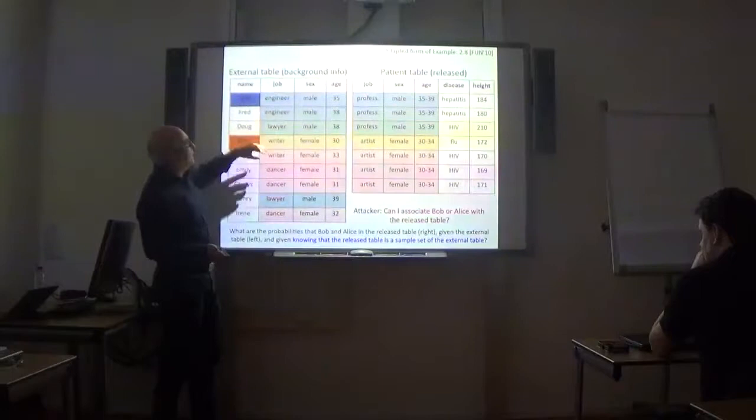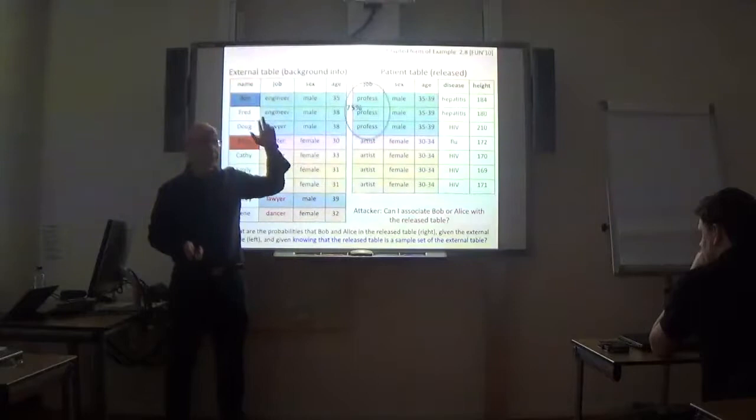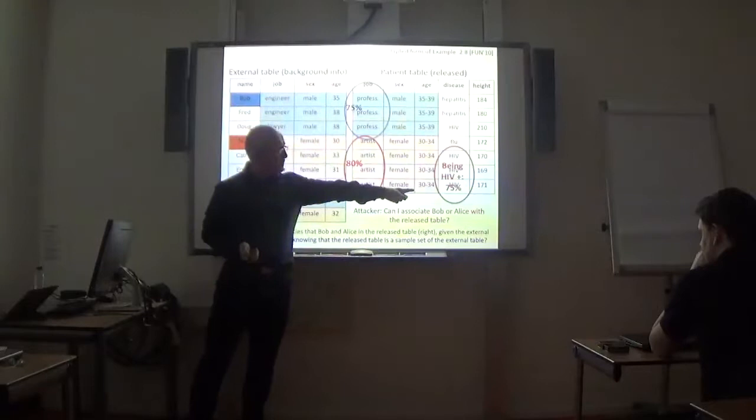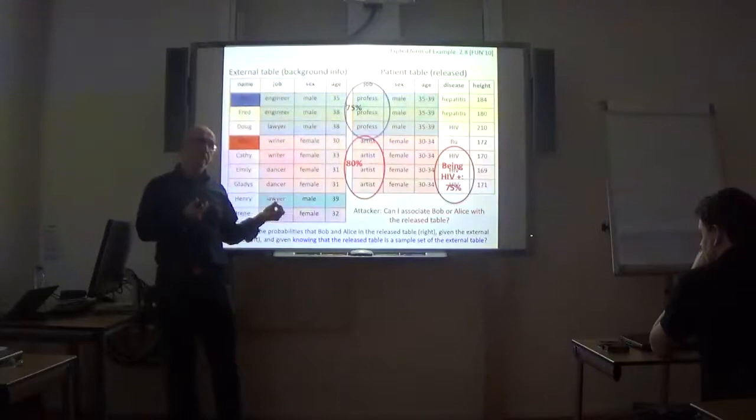So here you cannot be sure that Bob is here, but you can have a very good idea that with 75% he's there. And Alice with 80% is here. And for example, Alice is 80% here, and 75% she has HIV. So if you are an insurance company, you can say, okay, most likely she has HIV. So things can go wrong.